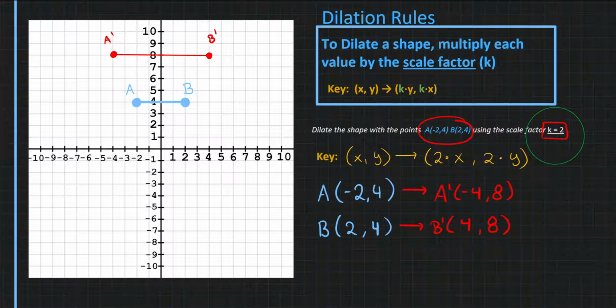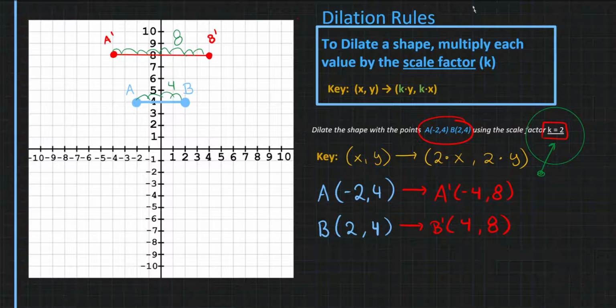And now let's count. A to B is just 4 units long. A prime to B prime is 8 units long. So A prime to B prime was twice as big as A to B. And that makes sense, considering we multiplied everything by 2. Twice as big. Really, the point I want to get across is this. When you're using a scale factor, you can already kind of infer what the new shape might look like based on the number you get.